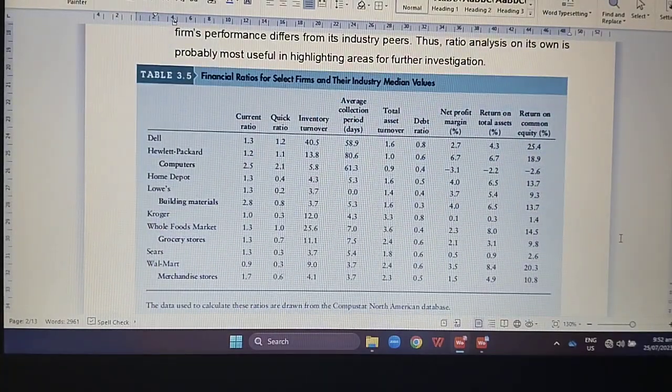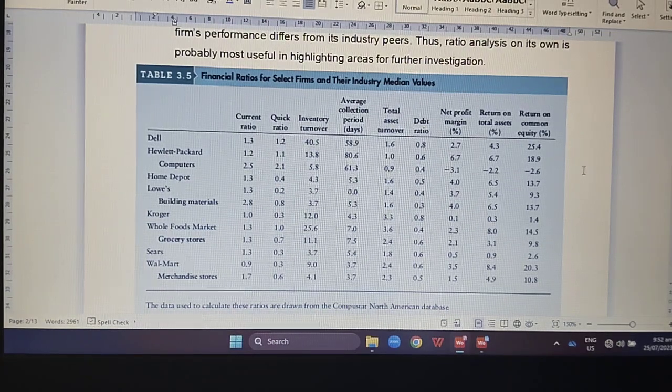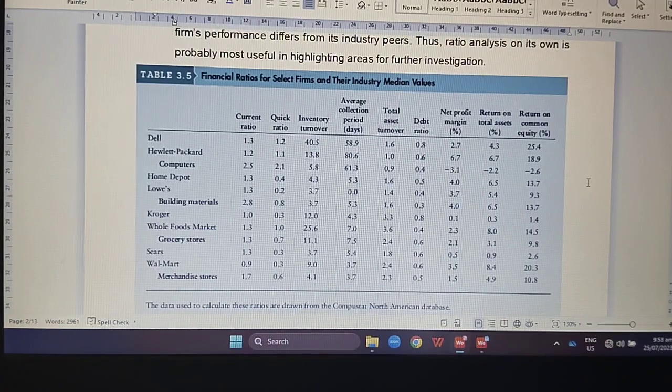So, this is an example, ayan, ng financial ratios ng mga kumpanya. Yun. So, dapat on the same category. Kasi kung hindi, sayang lang. Okay?